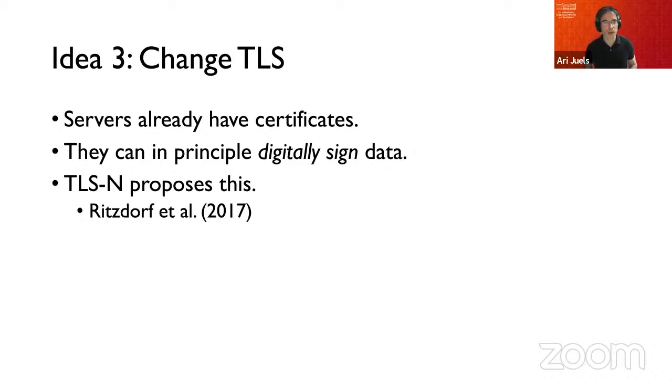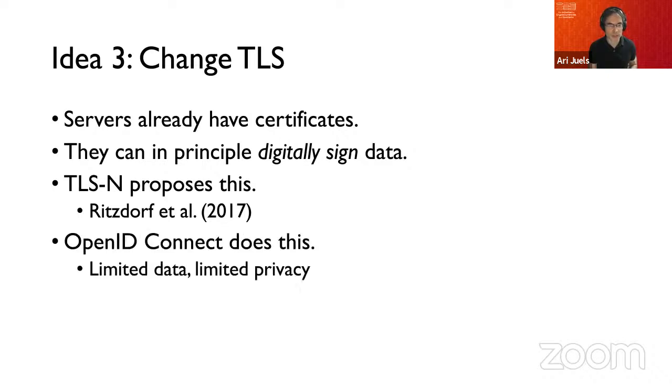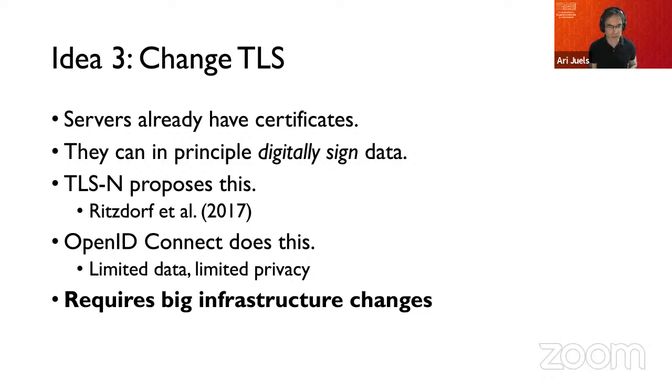So various approaches to modifying TLS to take advantage of this fact have been proposed. A very nice one from ETH Zurich called TLSN, for instance, suggests modifying the server to allow for digital signing. OpenID Connect does this in practice, unfortunately, only to a limited extent, only for certain types of data and with limited forms of privacy. The problem with this approach in general is that it requires big infrastructure changes. It would be very nice to have digitally signed data emitted by TLS natively, but this isn't likely to happen in the near future.